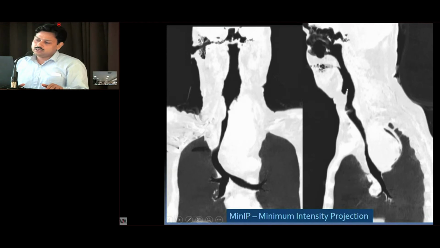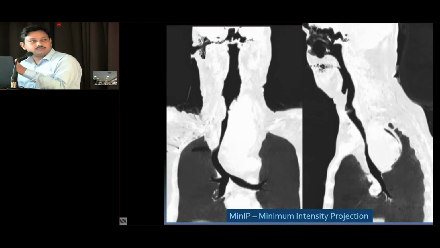And you can also see the level. This is the level of epiglottis. This is the level of glottis. So distances can also be measured, like how much distance we have narrowing, how much is the narrowing. So all these things can be done on these images.